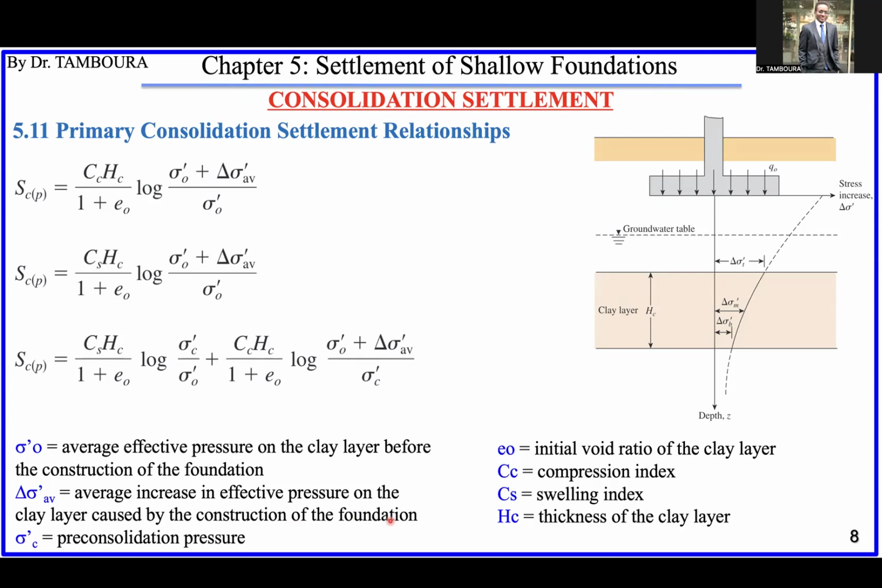And this sigma c prime is the preconsolidation pressure. That's why I say you have to go to maybe soil mechanics 1 or chapter 1 of this program. We have shown some graphs that can give you the definition of this preconsolidation pressure. For H, this is the initial void ratio. This is the compression index.